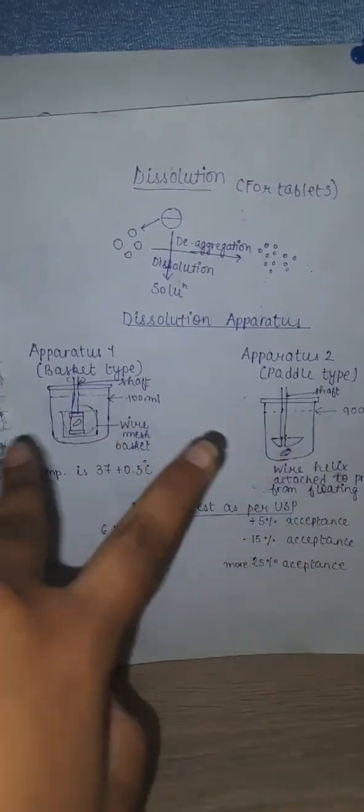Then the drug is going to dissolve in that site of action in the medium, and then a solution will be formed. So this is how dissolution in general works. Now for tablets we use two types of apparatus according to the USP. First is basket type and other is paddle type.